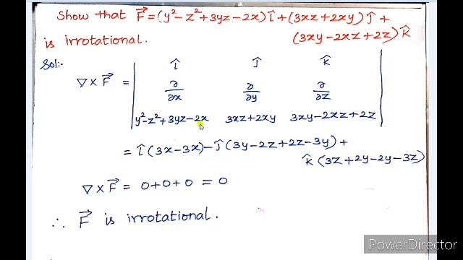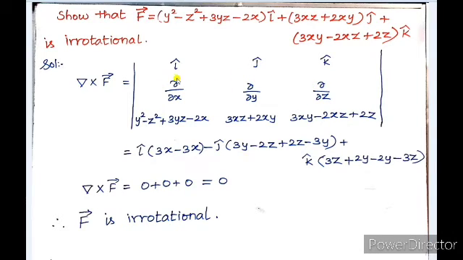Take and write here. First, the coefficient of i vector is y square minus z square plus 3yz minus 2x. Next, the coefficient of j cap is 3xz plus 2xy. Next, the coefficient of k cap is 3xy minus 2xz plus 2z. Next, take the determinant value.